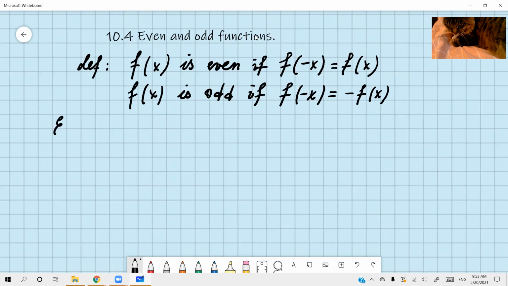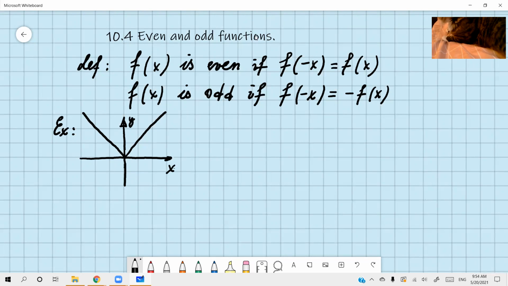So, pictures of even and odd functions. I'm going to start with the even function. A typical even function can look like this. I'm using absolute value, but it can be anything else. As you understand from the definition, even functions are supposed to be symmetrical about the y-axis because you change the sign of your point. For example, the point over here is x.